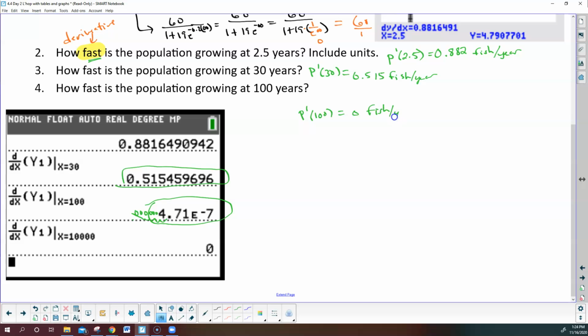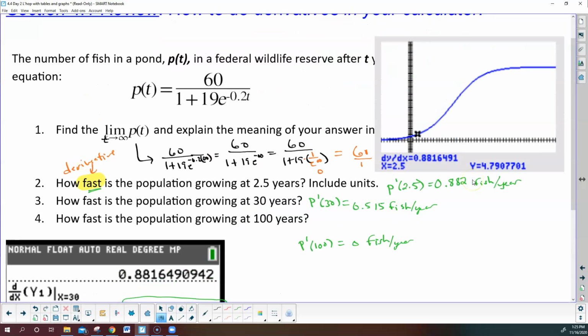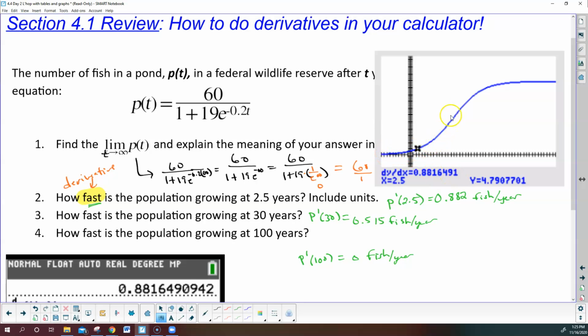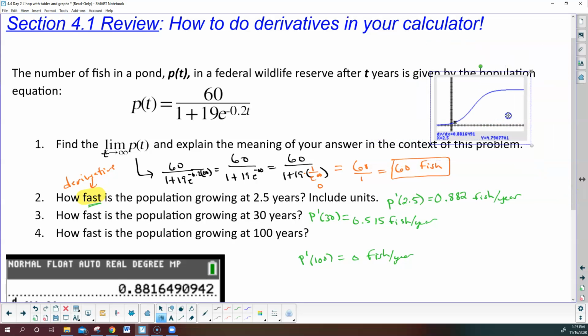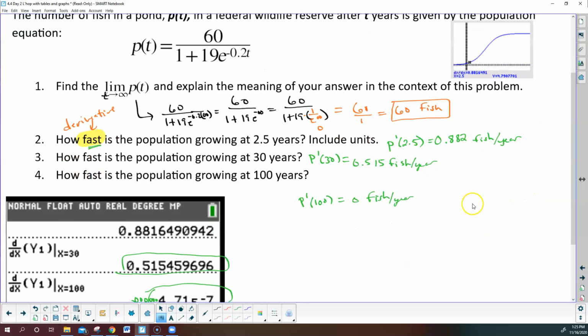what does that mean? It means we're not growing. Our population has remained the same after 100 years. And we saw after 10,000 years, the rate is 0 or close to 0. And does that make sense with our original graph? Look at the slopes. As I go to the far, far right, these slopes of the tangent lines are going to be basically 0 anyways. So that kind of gives us a little bit of information about this problem.